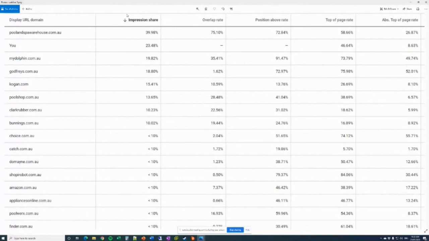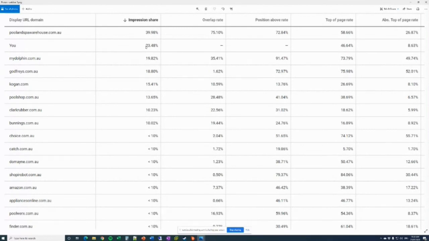Shiva is curious to know how they rate in market share. The line that says "you" is the advertiser, and the impression share is what we would see as market share. So 23.48% means that they have about 1 in 4 times that they are seen on the ads.